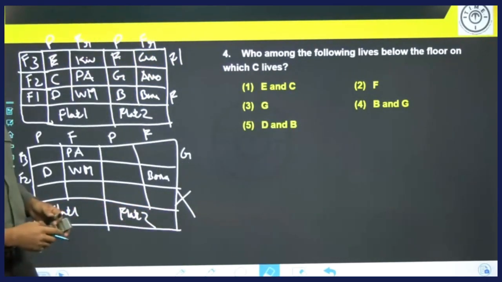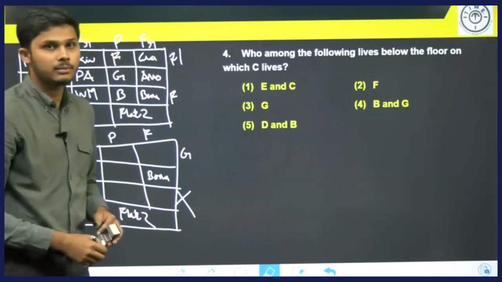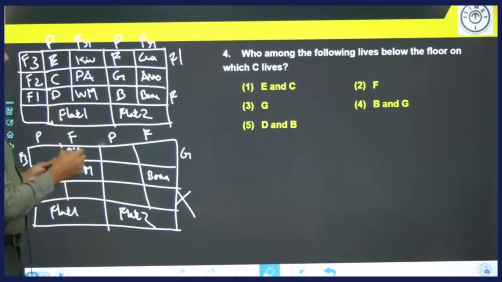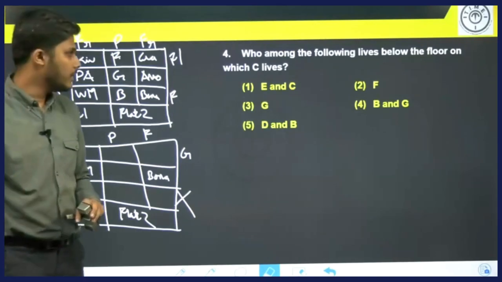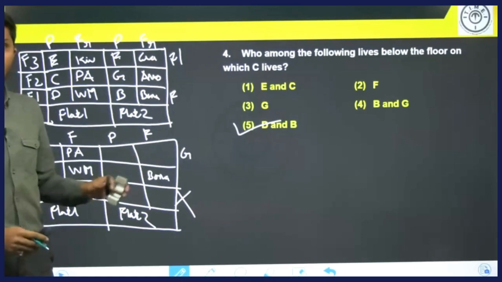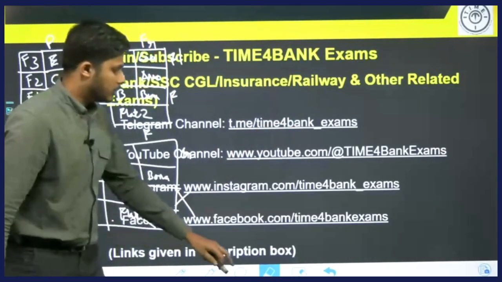Moving on to the next question, the fourth question: who among the following lives below the floor on which C lives? C lives on floor 2 and immediately below the floor on which C lives is either D or B. D and B both live immediately below the floor on which C lives. So that is option 5. So the correct option for the fourth question is 5. So we are done with the set.